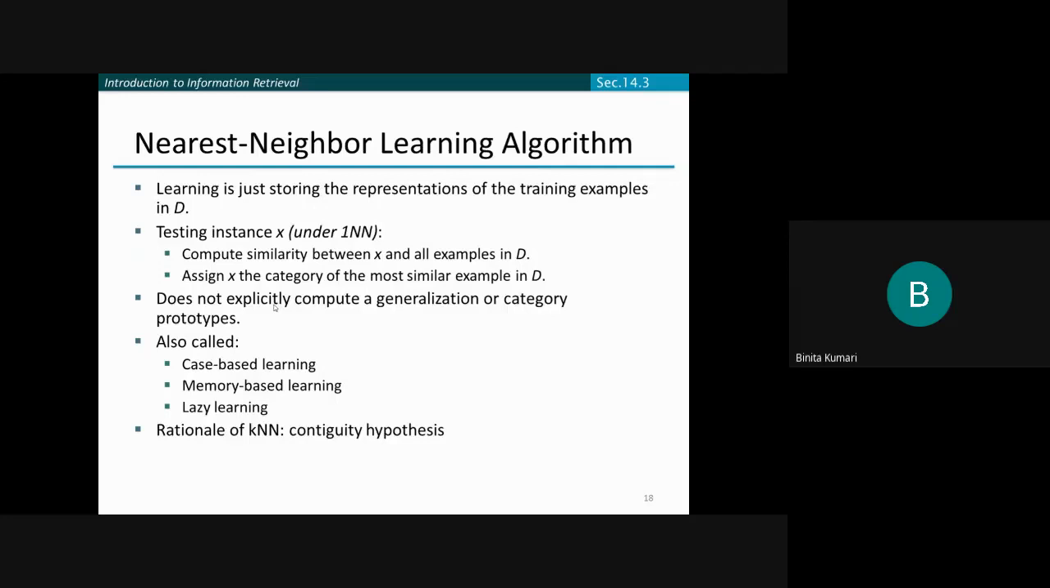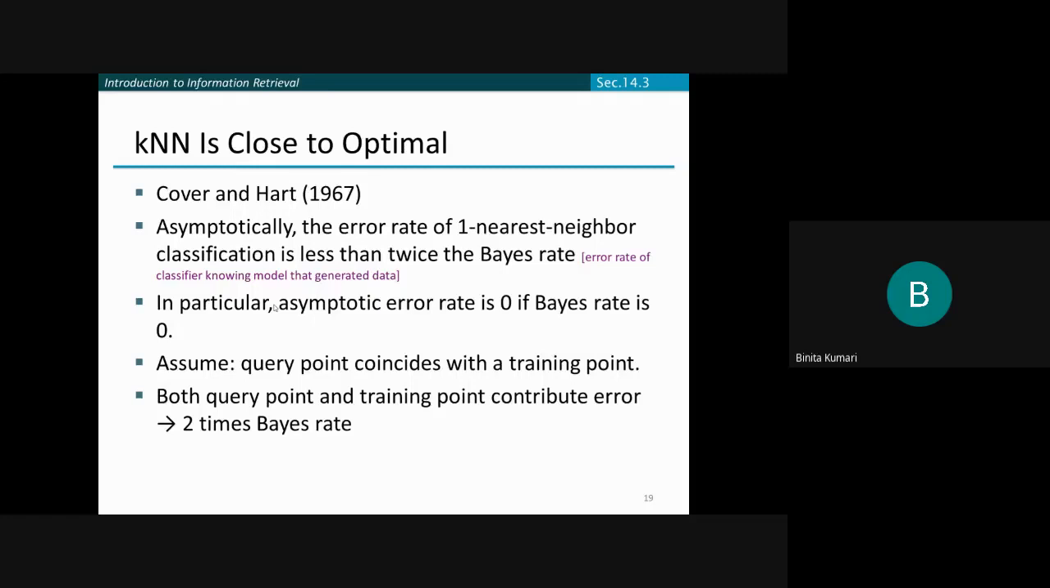The nearest neighbor learning algorithm is also known as case-based learning, memory-based learning, or sometimes lazy learning. The whole algorithm is based on the contiguity hypothesis. Now KNN is close to optimal as compared to the Bayes classifier.